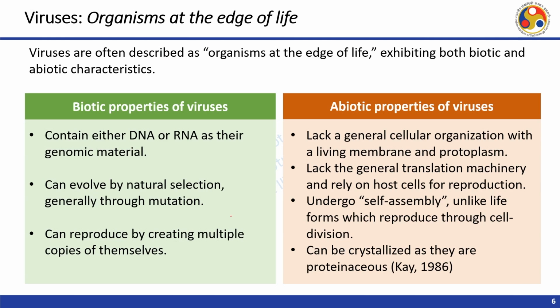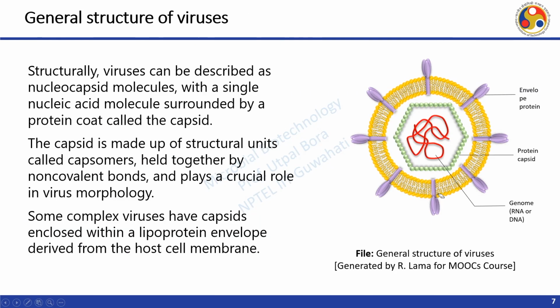Viruses can reproduce by creating multiple copies of themselves, but abiotic forms or components cannot do this. So, in this way they are similar to the living world. What are the abiotic properties of viruses? The viruses lack a general cellular organization with a living membrane and protoplasm. They lack general translation machinery and therefore rely on host cells for reproduction. Viruses undergo self-assembly, unlike life forms which reproduce through cell division. Viruses can be crystallized as they are proteinaceous. So, these are some of the abiotic properties of viruses.